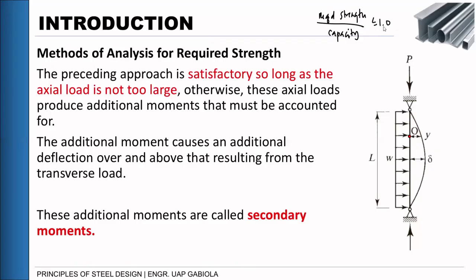But for this particular section, the interaction equation that we have identified is satisfactory so long as the actual load is not too large. Otherwise, if it becomes too large, it produces secondary moments, or additional moments, in the section of our member, which causes additional deflection in our section.